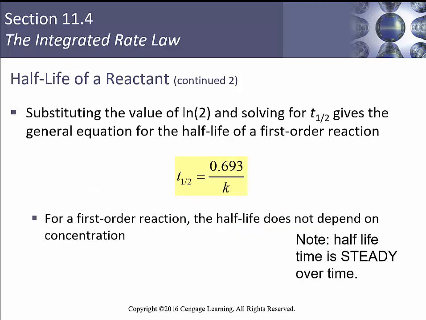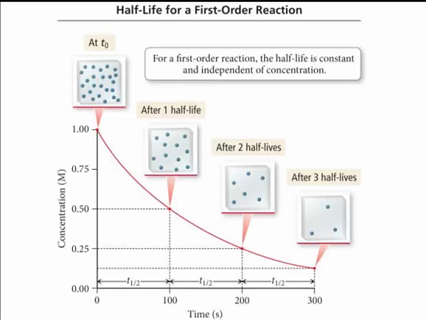So substituting that value of ln 2 in there and then rearranging it to solve for t 1/2 gives us the general equation for computing the half-life for a first order reaction. It comes out as 0.693 over k. So for a first order reaction, the half-life does not depend on the concentration. So our half-lives are going to be steady over time.